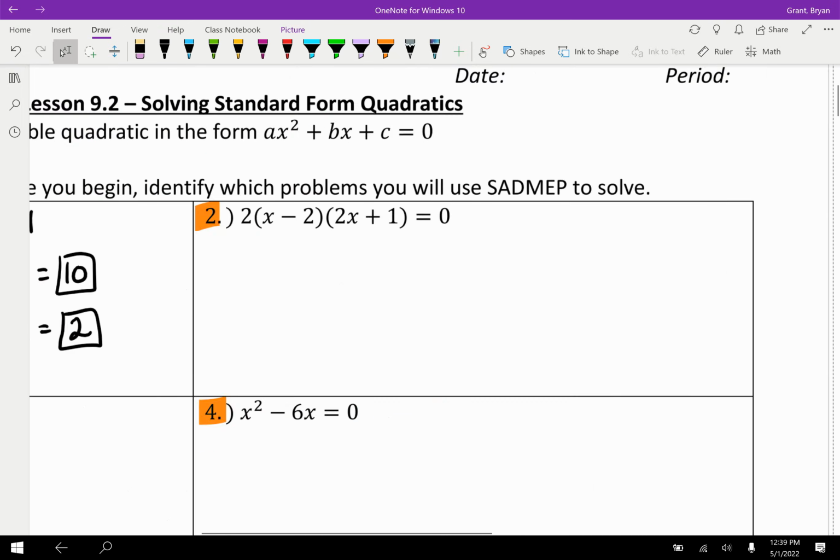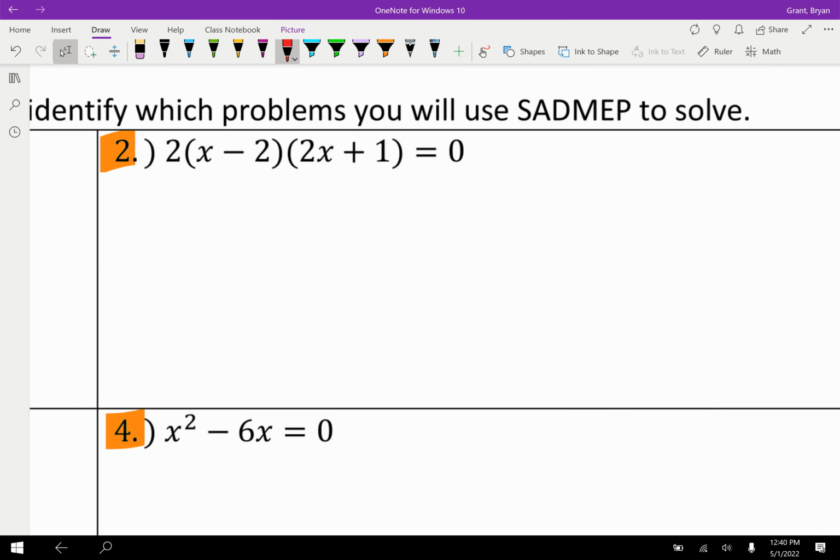You looking at problem 2? You should be. Because problem 2 is already in what we call factored form. And although you can't use SADMAP from here, last class we learned the zero product property, which tells us if you just have x's multiplying times each other as factors, then the zero product property applies. Technically, there's a 2 out here as well.